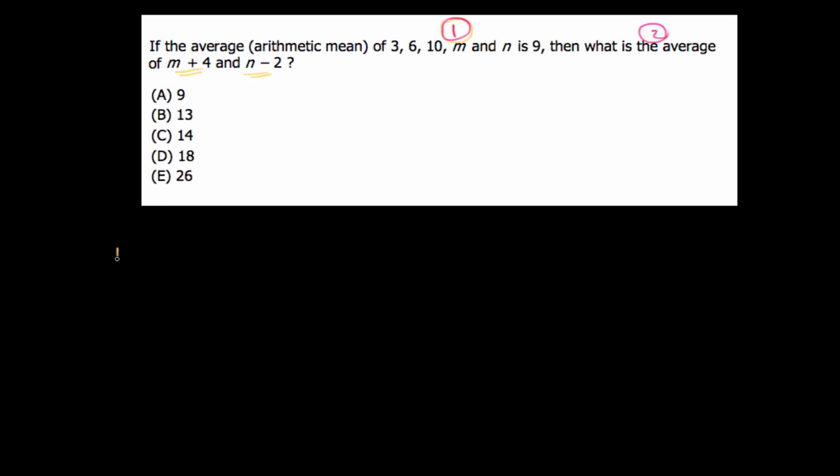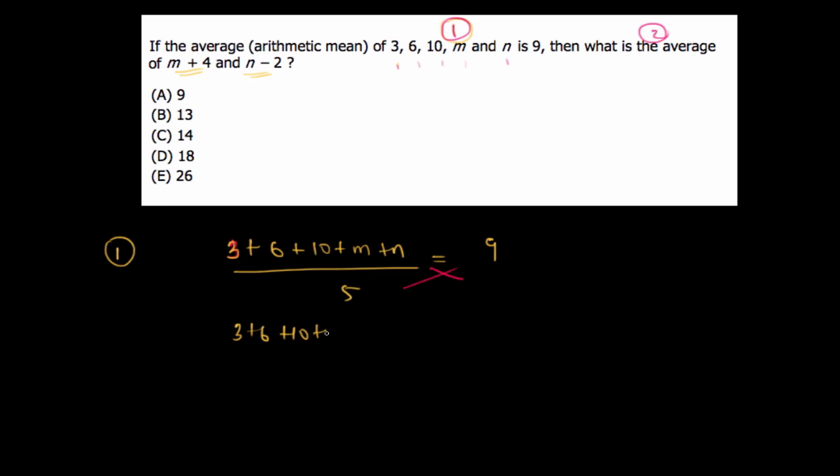Based on the first information, I'm told the mean of these five numbers, 1, 2, 3, 4, 5, is 9. The average is 3 plus 6 plus 10 plus m plus n, divided by 5, since the mean is the sum divided by the count. We're told this is equal to 9, so let me find m plus n. Cross multiplying, you have 3 plus 6 plus 10 plus m plus n equals 5 times 9.